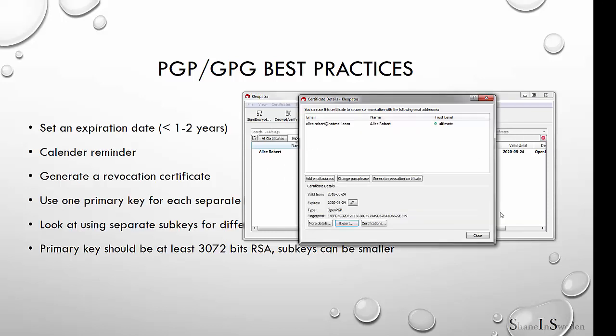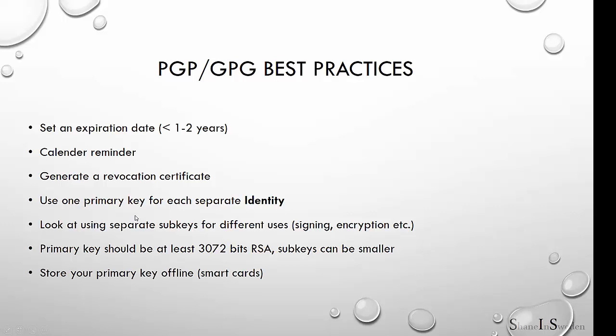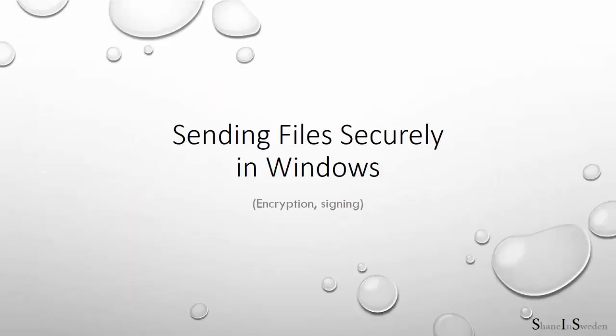One final thing you might want to consider is, since your primary key is so important, keep it offline. Keep it away from the computer in a safe storage somewhere. You also have the potential of using smart cards, which contain your primary key, which you only plug into your computer when they're actually needed. I've included some links below the video here, which contain a guide to some tips for better key handling and certificate handling.